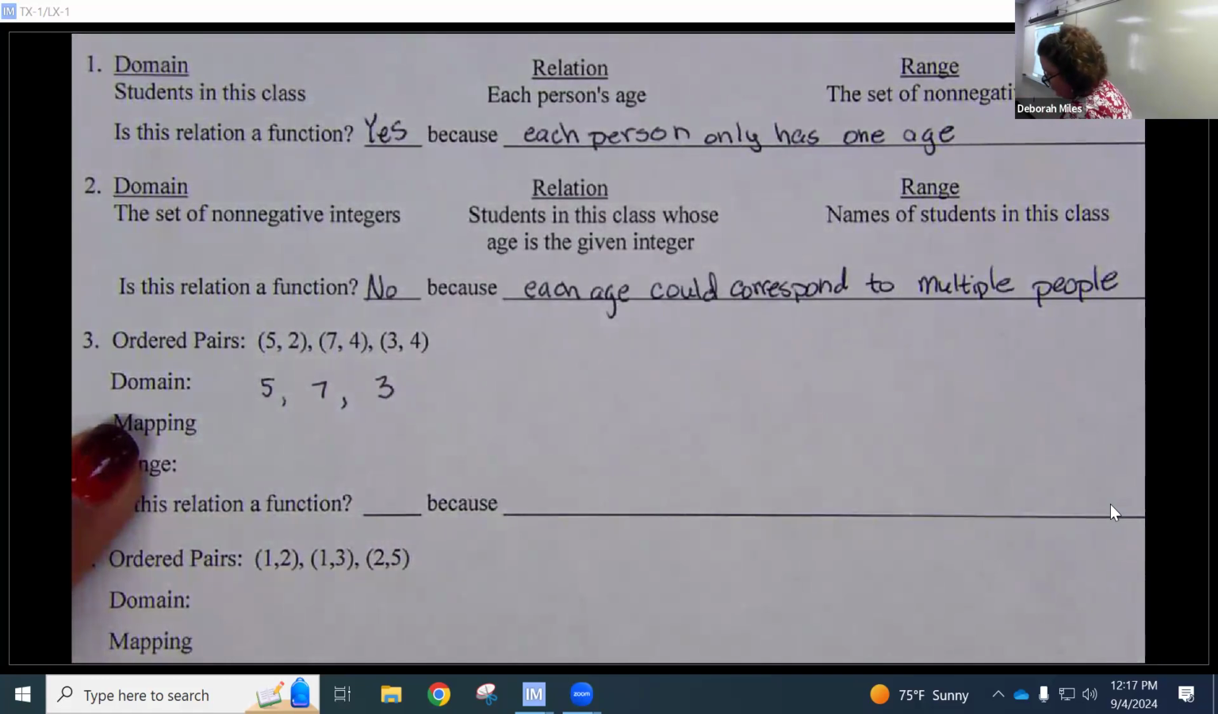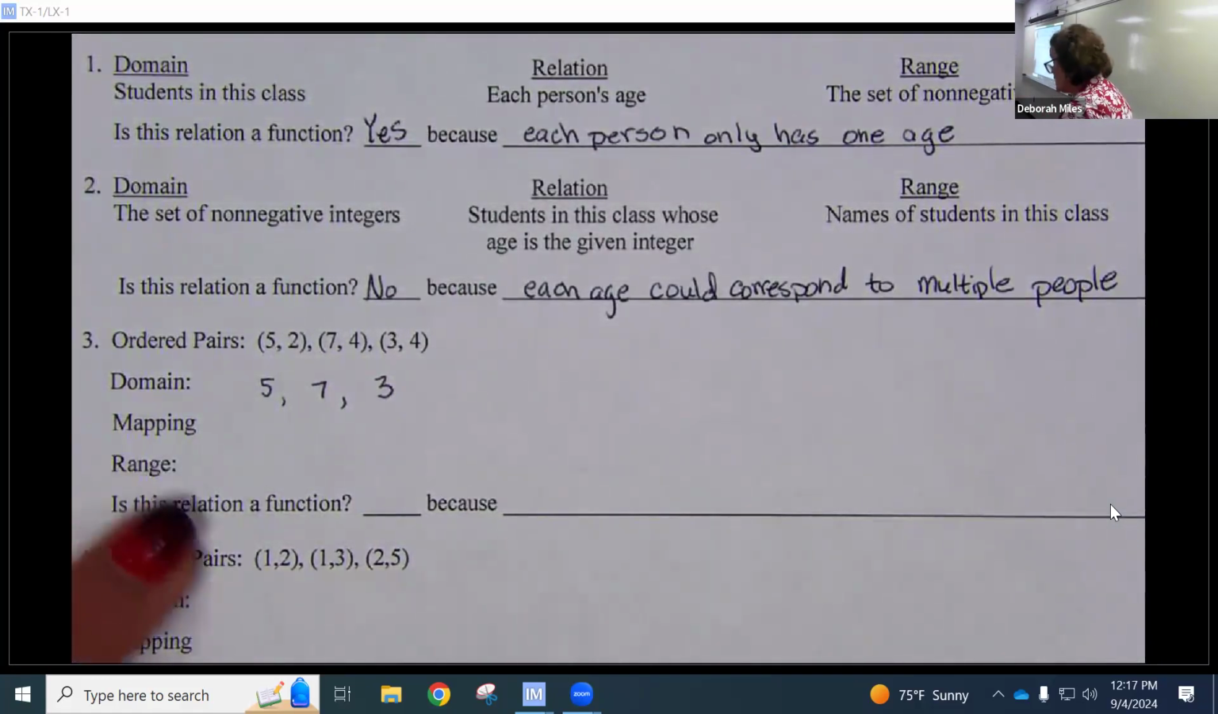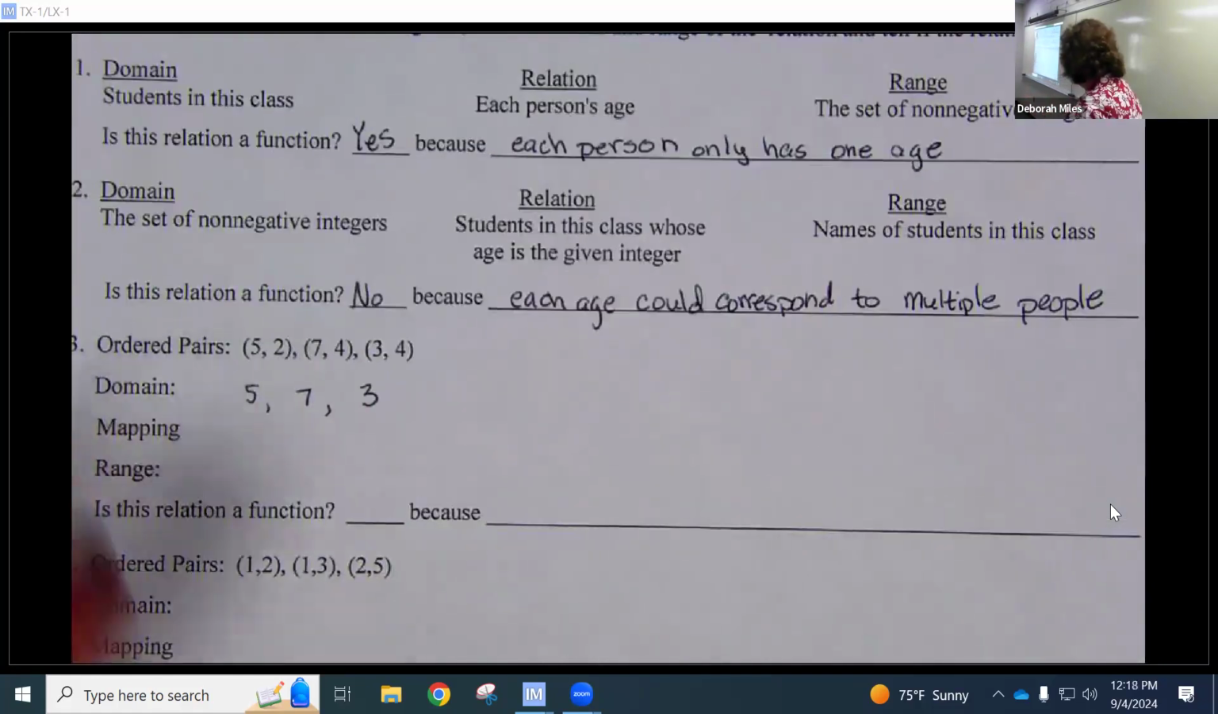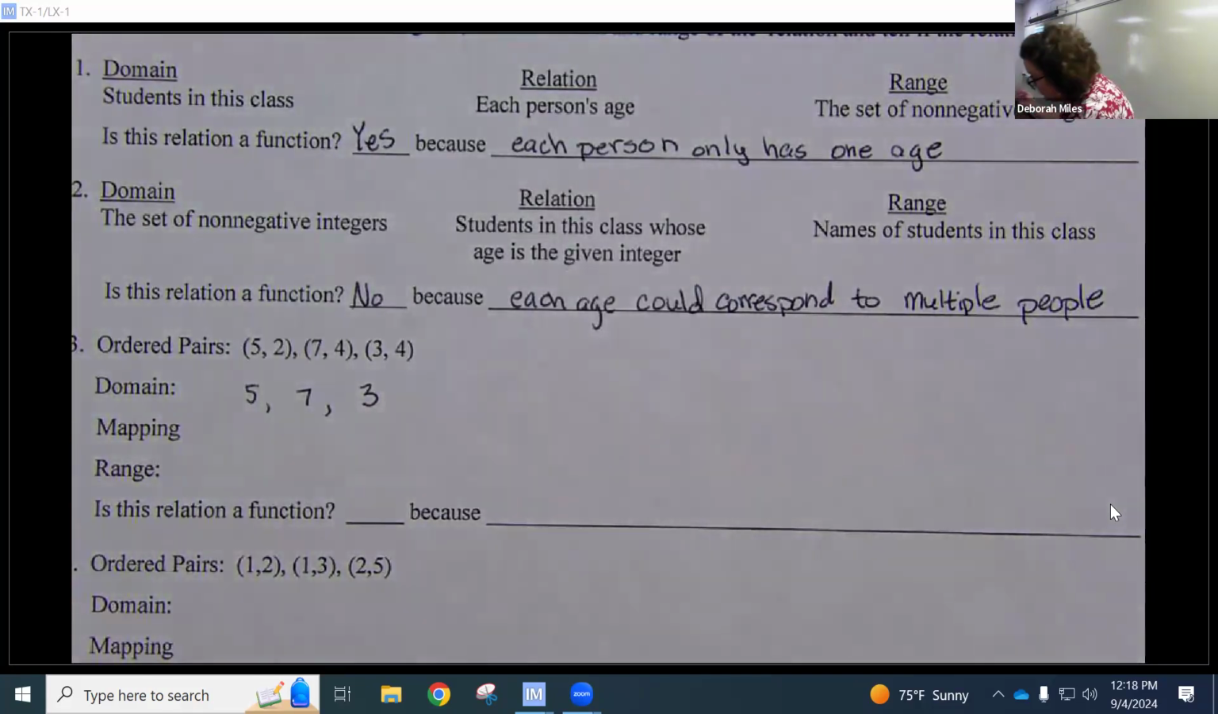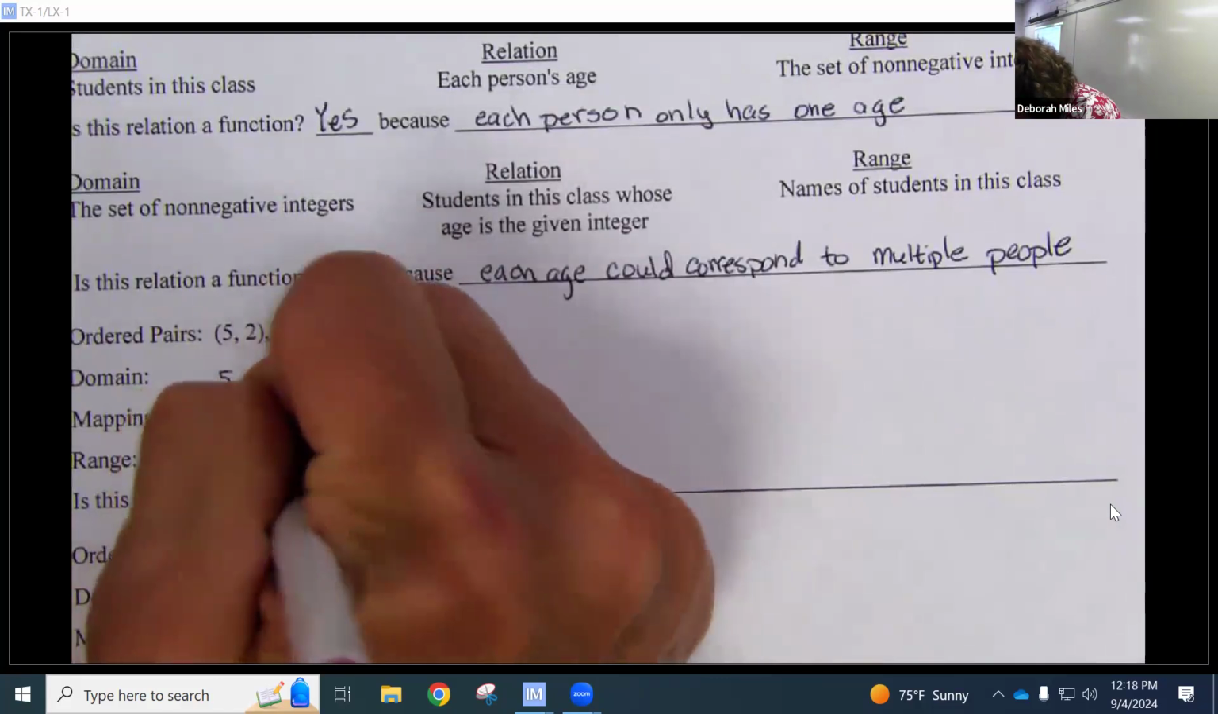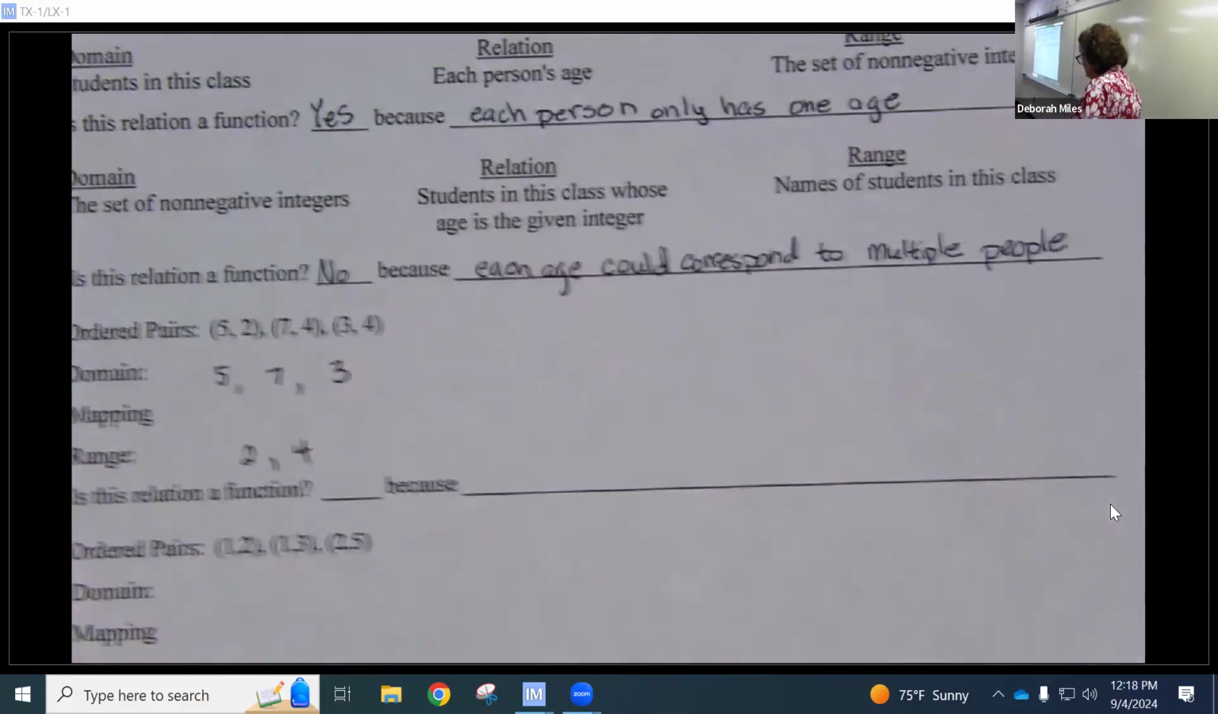What's the range of that relation? And you don't have to write the 4 twice. If I say, what are the y values obtained by this function? You would just say 2 and 4 are the only y values this function gives me.